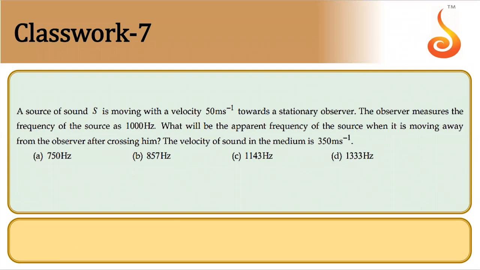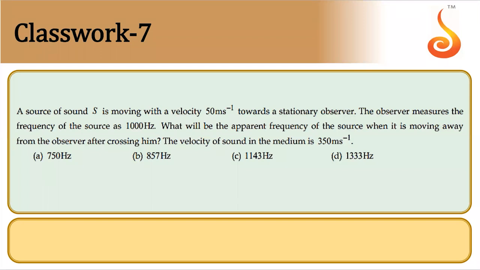A source of sound S is moving with velocity 50 meter per second towards a stationary observer. The observer measures the frequency of the source to be 1000 hertz. What will be the apparent frequency of the source when it is moving away from the observer after crossing him? Velocity of sound in the medium is 350 meter per second.